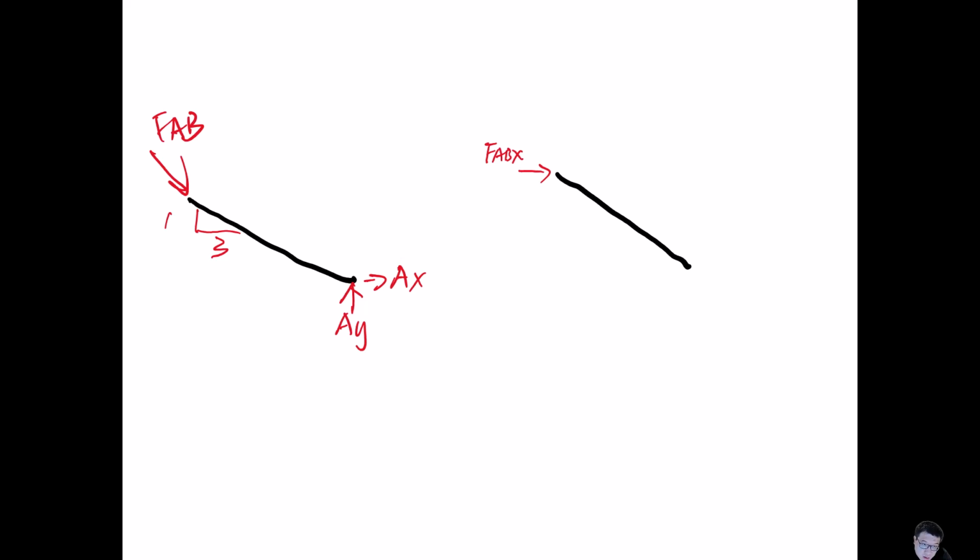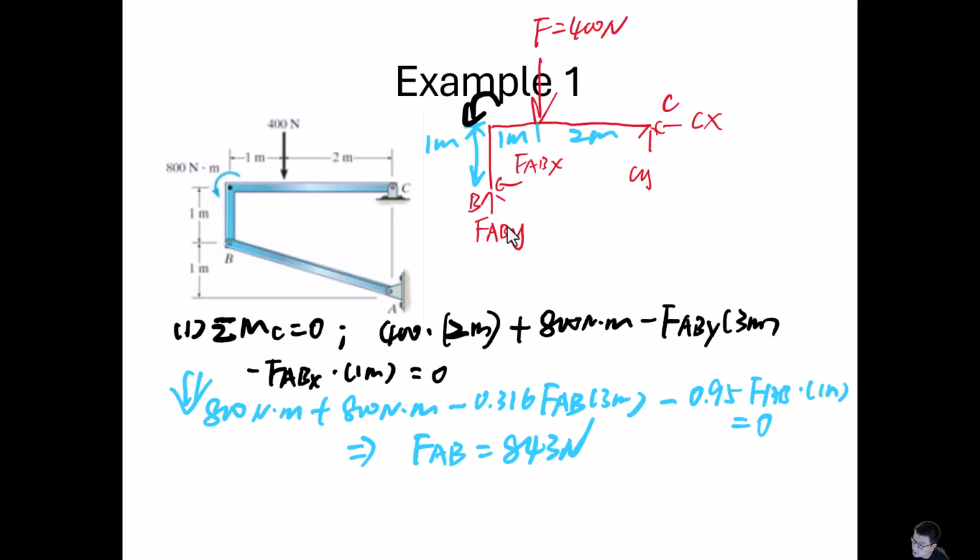AX, and AY. And the height is 1 meter, the width is 3 meters. So our first equation, okay, and again, you can see that FABX, FABY, its direction on member AB is just opposite to its direction on member BC.